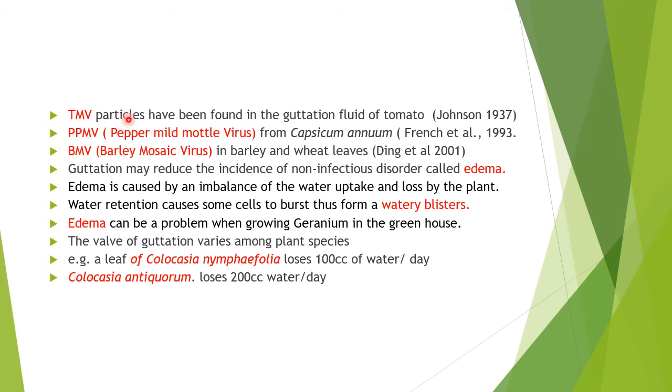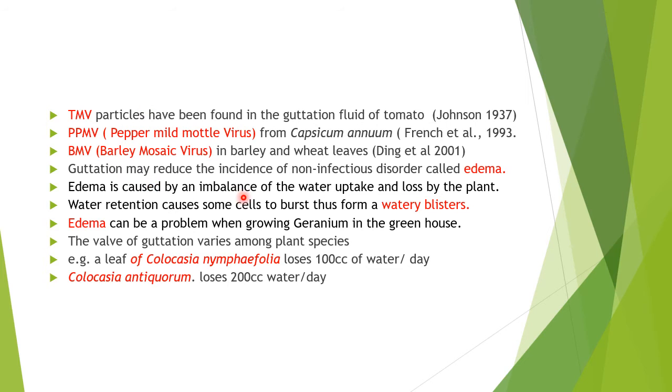Tobacco mosaic virus particles have been found in the guttation fluids of tomato by Johnson, 1937. There is another virus, the pepper mild mottle virus, from Capsicum annuum, which causes disease in Capsicum annuum. French et al., 1993 found it. Barley mosaic virus, BMV, in barley and wheat leaves, Ding et al., 2001. So there are some diseases also possible because of guttation.